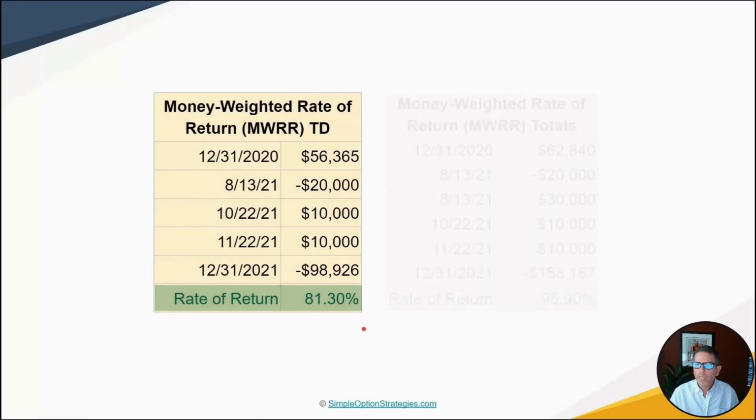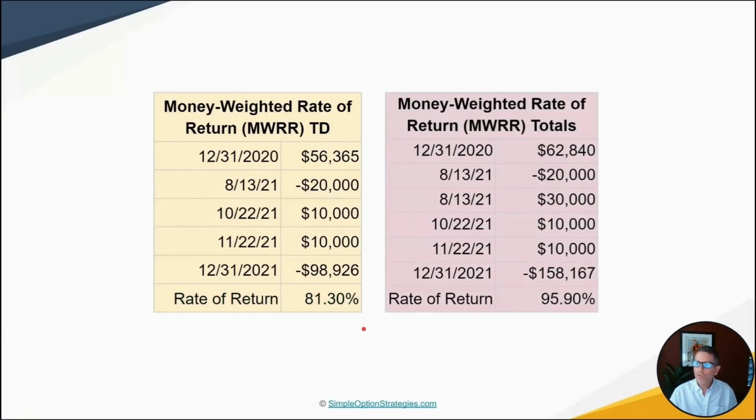And on the money weighted rate of return for my overall account, I summed up the amounts and added the cash flows in there and ended up with 95%. Definitely not the 100-and-some percent that I had, but still a pretty darn good rate of return. I was happy with it.